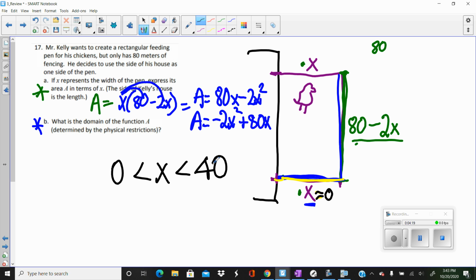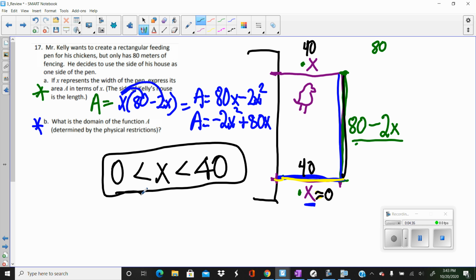And if we use 40 meters here and 40 meters here, well, then there would be nothing left to create this side right here. We would have a 0. So it can't be equal to 40. It would have to simply be 0 is less than X is less than 40. And yes, you could have like a 0.1 meter width pen. Doesn't make any sense, but it can exist, okay? It wouldn't be logical, but that's what it would have, okay?